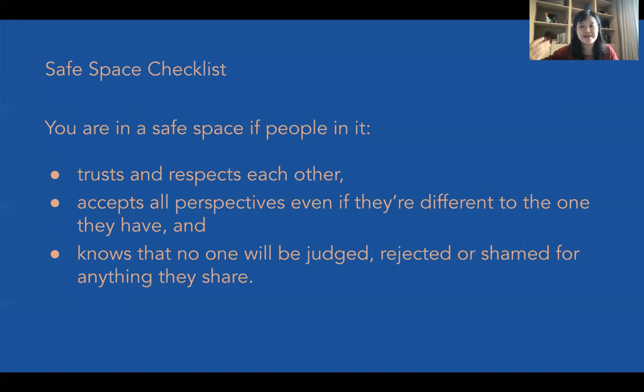But if all the signals, all the validations, all the messages from a digital or physical space keep telling us this is a safe space, that people truly respect each other and everyone acts with kindness, no one will be judged, no one will be rejected and shamed, everyone is accepting each other regardless of difference, and really embrace diversity. So this is a quick checklist for us to understand whether or not we are in a safe space.